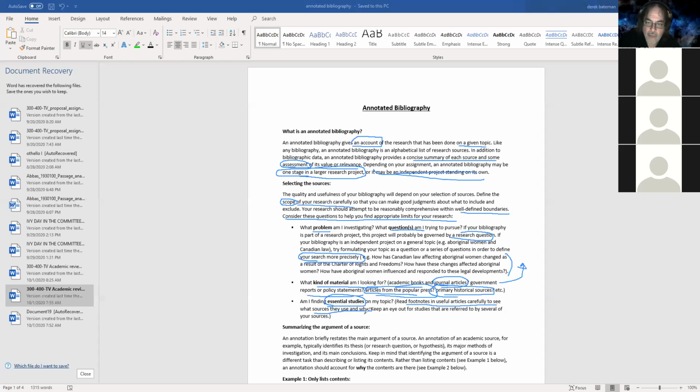Look at those. Often the articles, the type of articles you'll be looking at won't have too many references at the back.